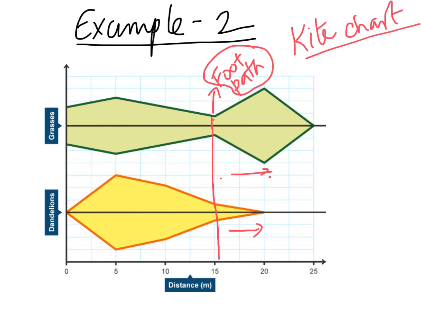You may be asked, where is the maximum competition between the grass and the dandelion plants? You can see that's exactly where maximum competition between the two species takes place. So you should say that at 5 meters the competition between the species is maximum.